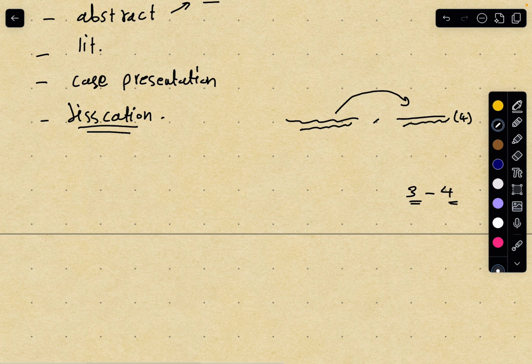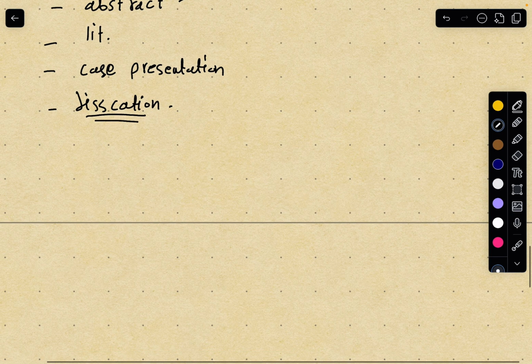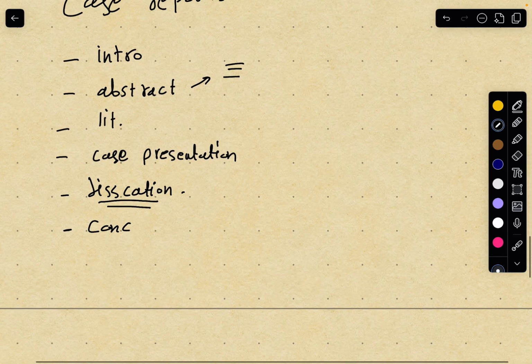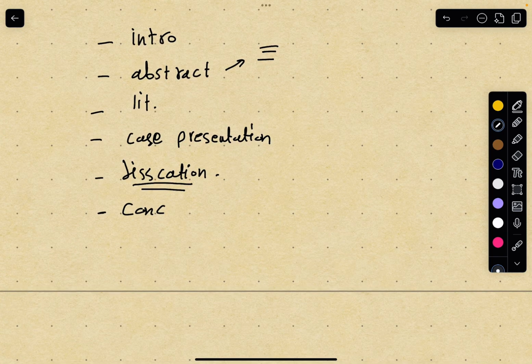So in the discussion, actually, you're discussing your case or your research question in comparison to others' papers. This is how you do the discussion. And then you have the conclusion, and that's it. See, pretty simple, even easier than the literature review. It's easier in writing it, but it's harder to find these rare cases.